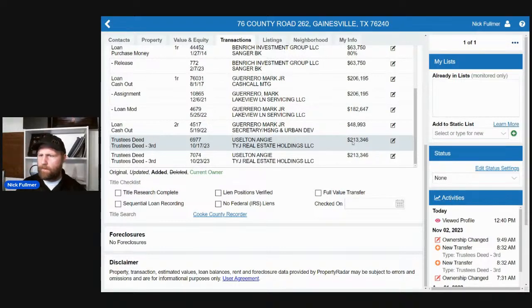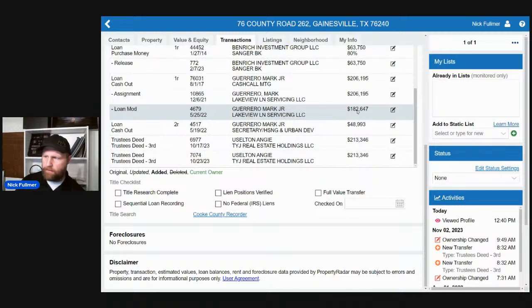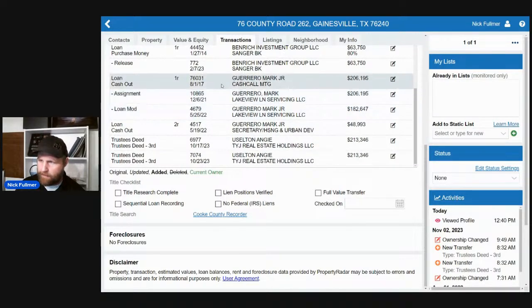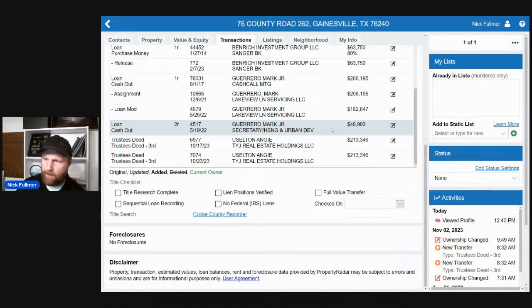Now it looks like there was a loan mod at one point in time for 182. So if I subtract 182 from 213, there might be an overage there. There could be a potential overage there. And this loan that got foreclosed on was taken out in 2017. But here's the thing. I know that there is no overage here because of this right here. You see this 48,000, where it says 2, that's a second mortgage for 48,000.